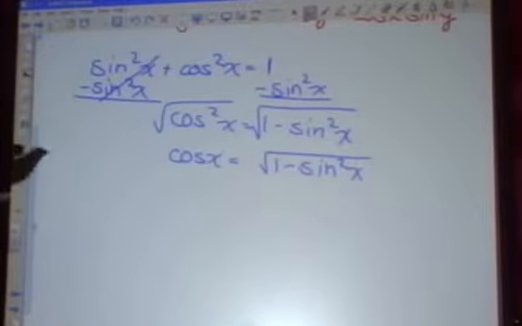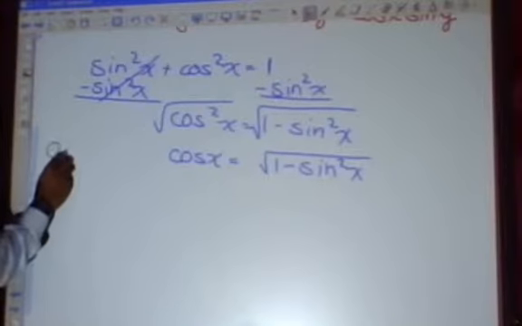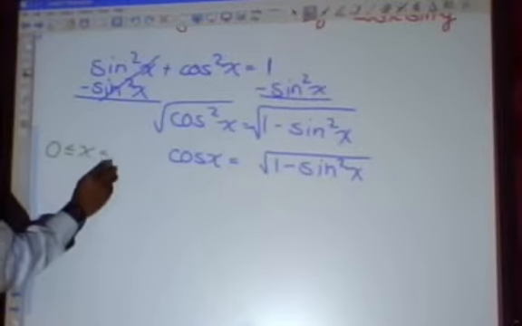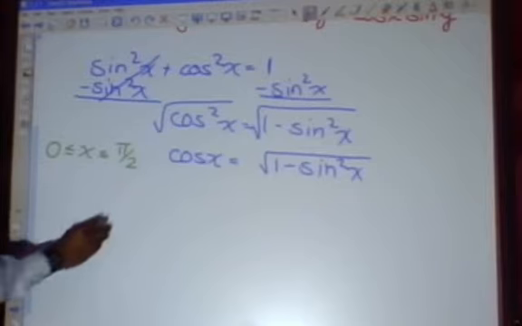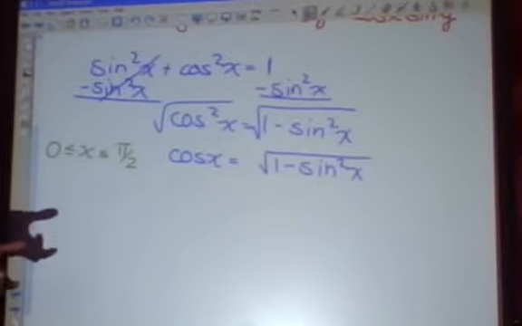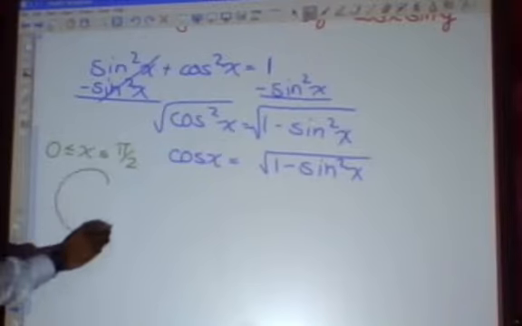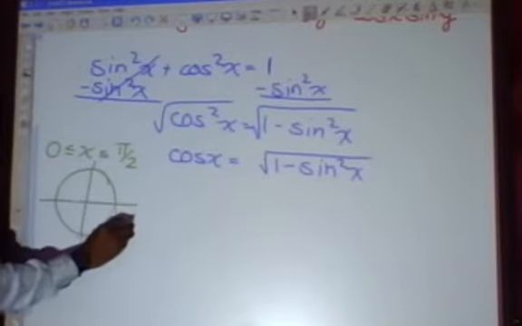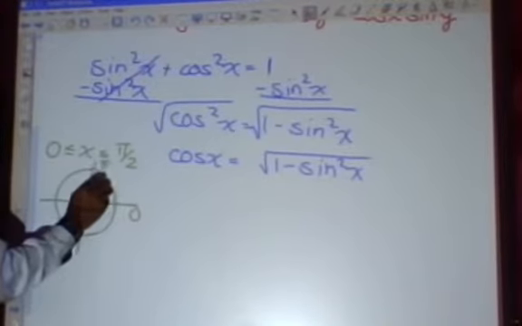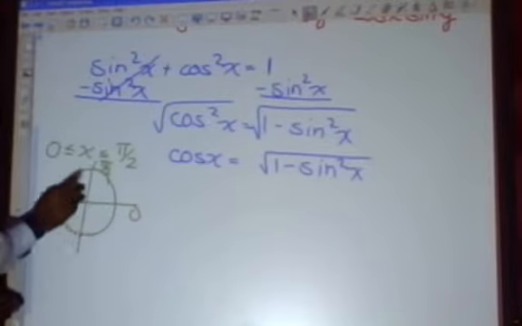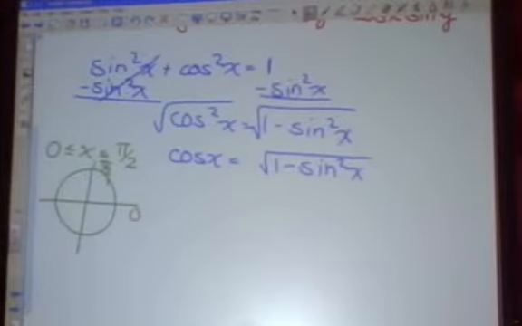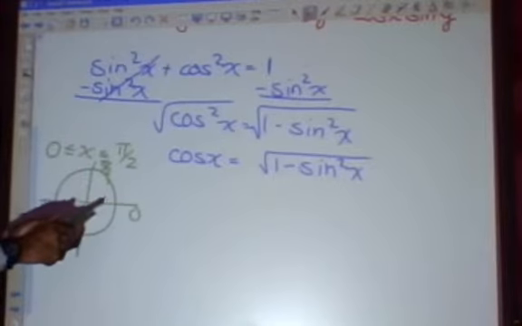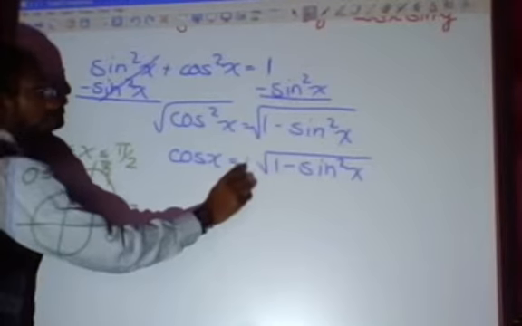Now, if you remember back at the very beginning of the problem, they said that x is between 0 and pi over 2. If you look at that, that's in quadrant 1 on the unit circle, with 0 here and pi over 2 here. That's in quadrant 1, so that means all of our values are positive. So for our cosine here, we're going to be dealing with a positive answer.